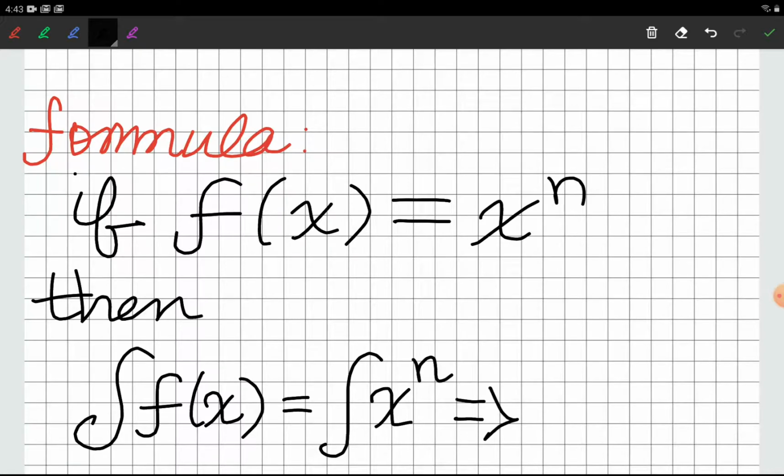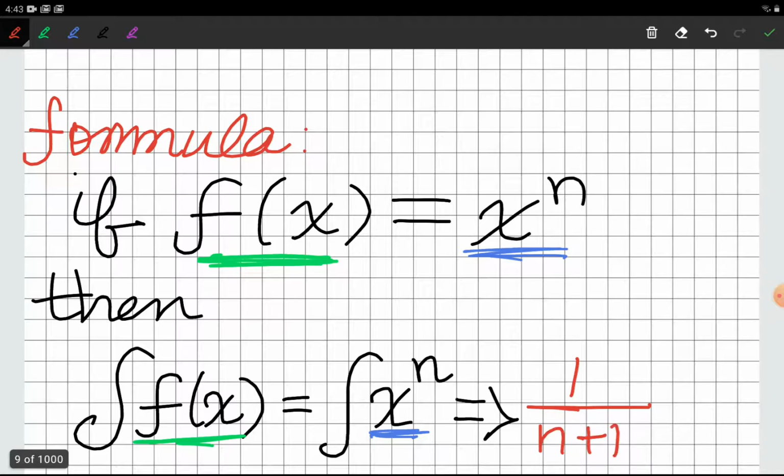is, okay, here I just replaced it. So the integral is going to be 1 over n plus 1 times x to the n plus 1. Okay, that is how you find the antiderivative. And so take a minute, write that down.